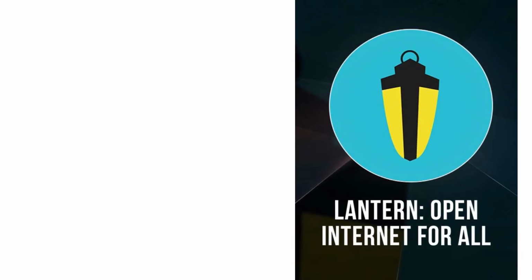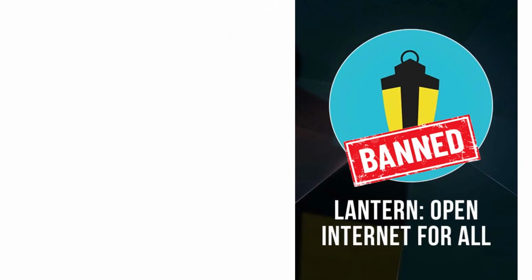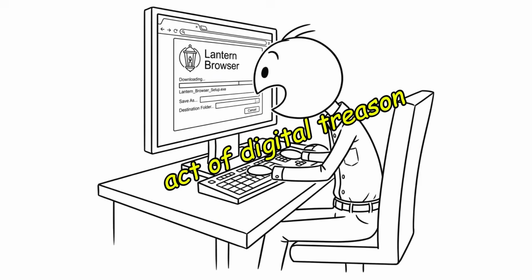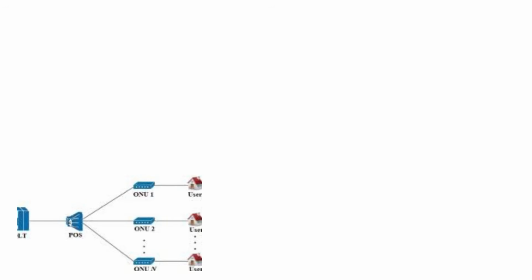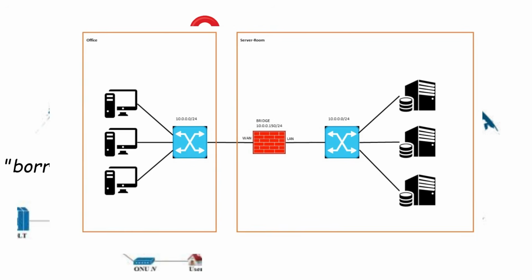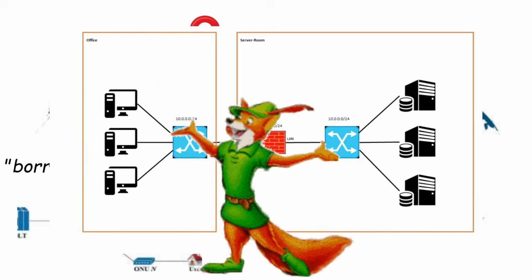This has made it one of the most banned pieces of software in places like China and Russia. The authorities there treat downloading Lantern like an act of digital treason. It works by borrowing bandwidth from users in free access countries to create a bridge for those behind the firewall. It's the Robin Hood of browsers.